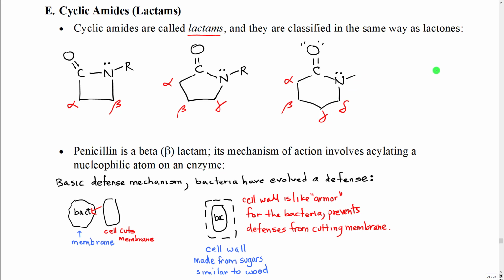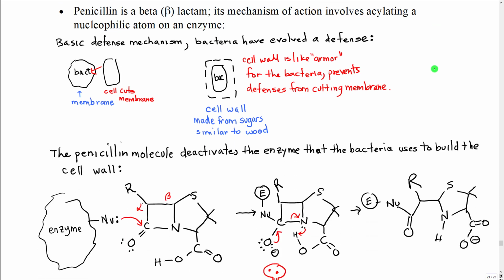Beta lactams are extremely interesting because they are the structural basis for the class of medicines called penicillins. I'd just briefly like to discuss with you how a penicillin molecule functions biologically and why that makes it an antibiotic. So, why do we need an antibiotic like penicillin?